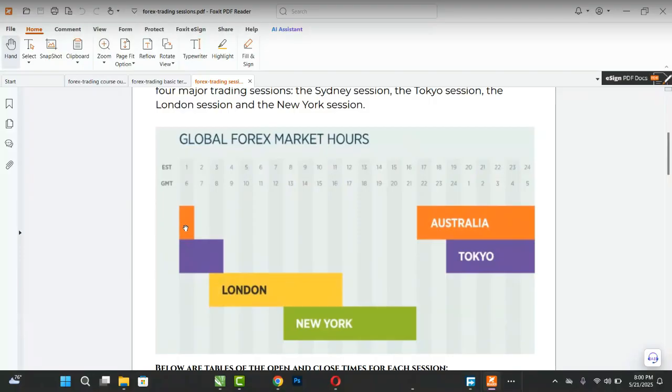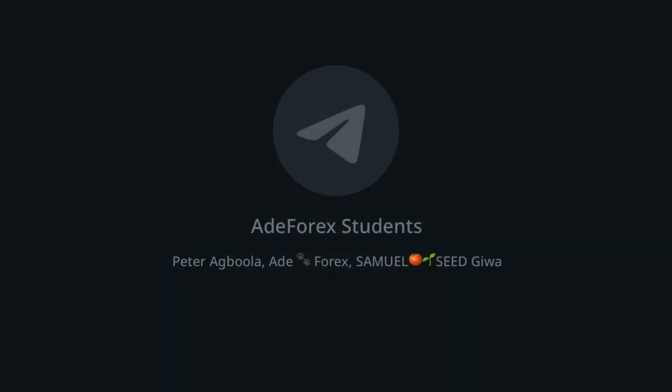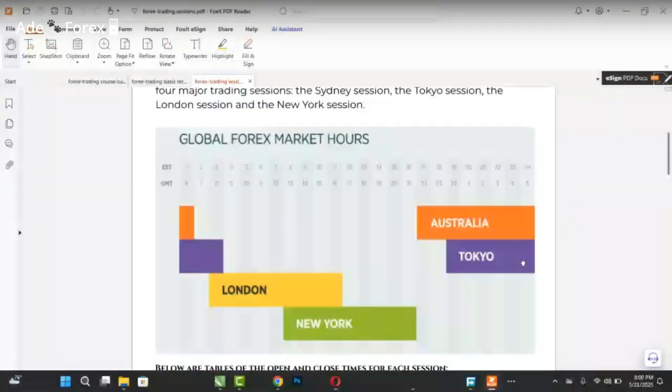Then it will overlap with the Tokyo section. You will notice that when it opens there, you are told 24, which is 12 a.m. Yes, the Tokyo section opens, which means those sections are overlapping each other. You see, the Tokyo section opens.